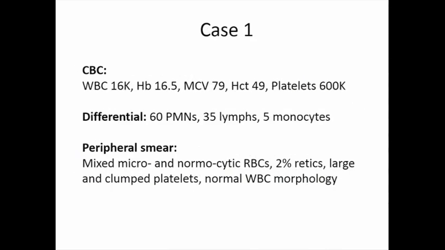CBC: white count of 16,000, hemoglobin 16.5, MCV 79, hematocrit 49, platelets 600,000. Differential 60 neutrophils, 35 lymphs, and 5 monocytes. Peripheral smear shows mixed micro and normocytic red cells, 2% retics, large and clumped platelets, normal white cell morphology.